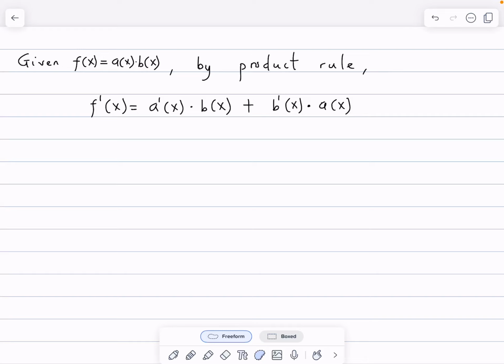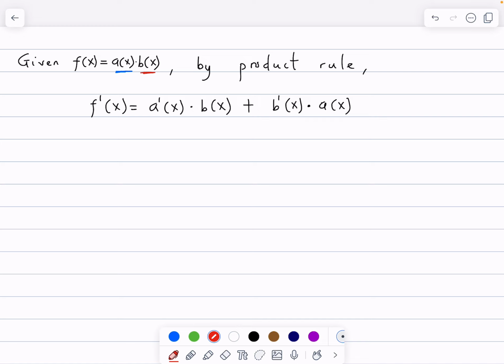Hello friends, let's find the derivative of this function f of x equals a of x times b of x. So this function is a product of two functions, and those functions are a of x and b of x.